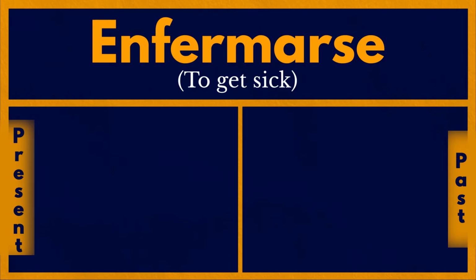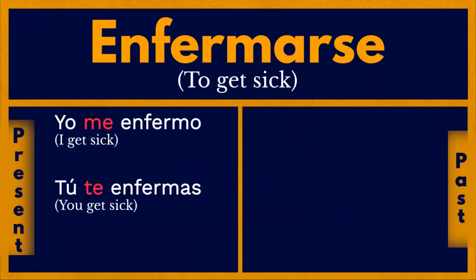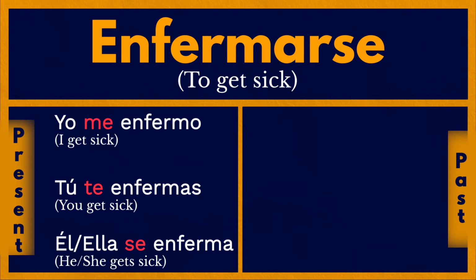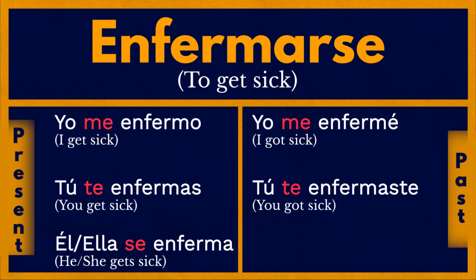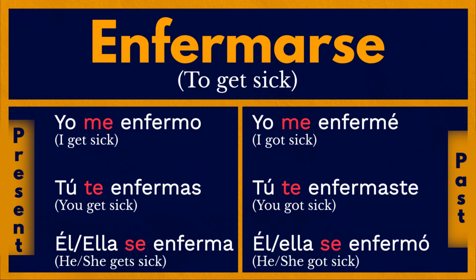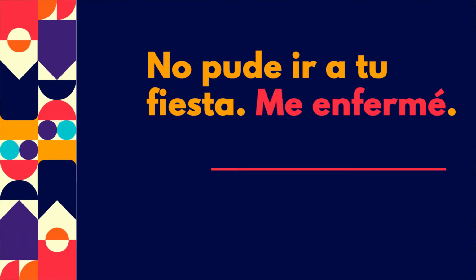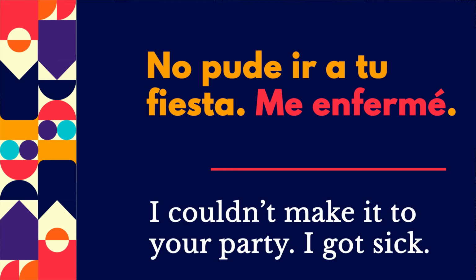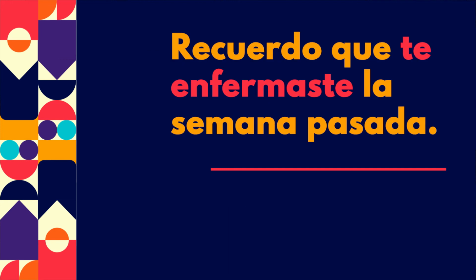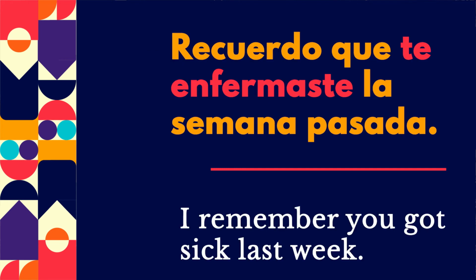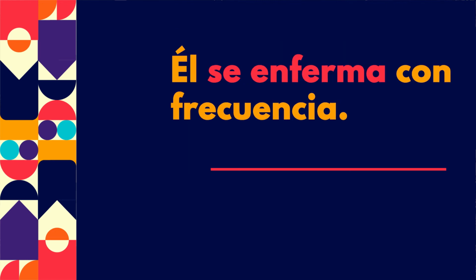In the present tense, yo me enfermo, tú te enfermas, él o ella se enferma. In the past tense, yo me enfermé, tú te enfermaste, él o ella se enfermó. No pude ir a tu fiesta. Me enfermé. I couldn't make it to your party. I got sick. Recuerdo que te enfermaste la semana pasada. I remember you got sick last week. Él se enferma con frecuencia.